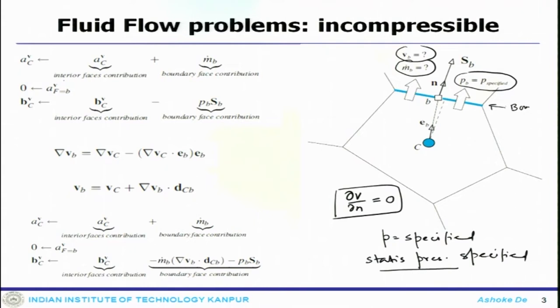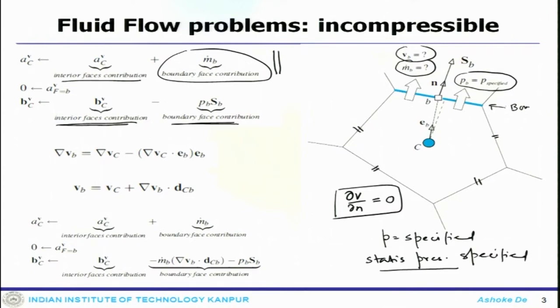So a_C, which will come from the interior faces, and then there will be a contribution which will come from the boundary face contribution. So that will modify your coefficient a_C, a_Fb would be 0 at the boundary, and the source term. So for the source term, there will be a contribution from the interior faces and a contribution from the boundary face. So these are the two contributions: a_C plus m dot b, and the b_C source term, the contribution comes from all the interior faces, and the boundary face contribution. So that's how it turns out.